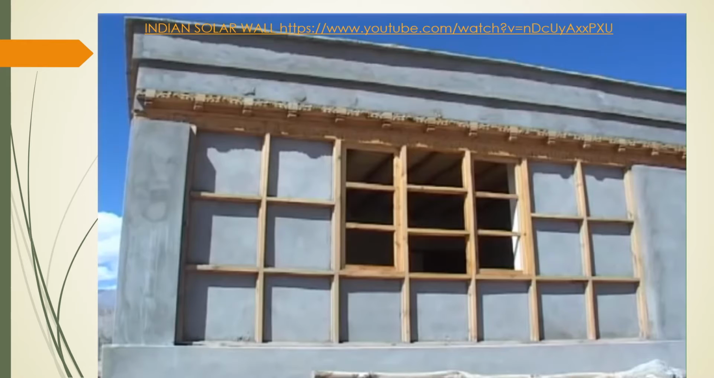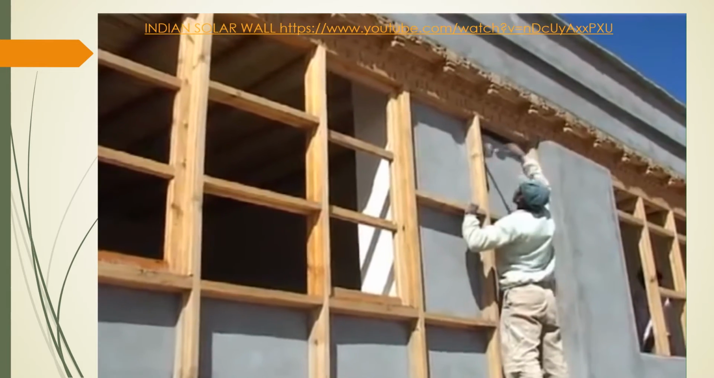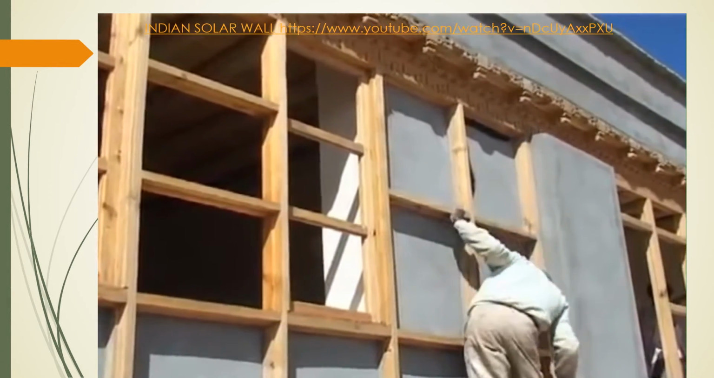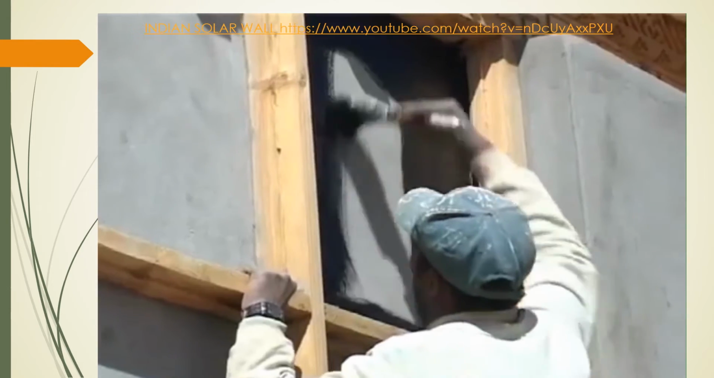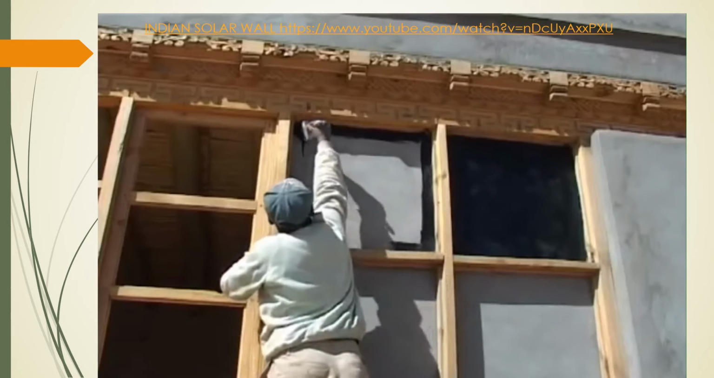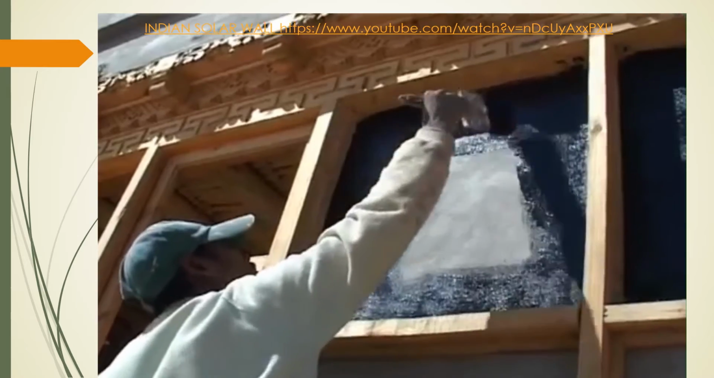Step 9. Plaster both sides of the solar wall with mortar or mud. Do not add straw or dung to the plaster, as these materials are insulators and will reduce the performance of the solar wall. Use black acrylic paint to paint the outer side of the solar wall. Black paint makes it absorb more of the sun's light and change it to heat.